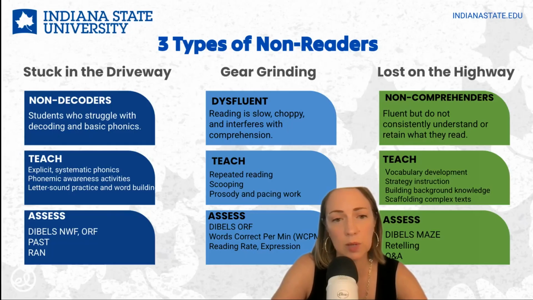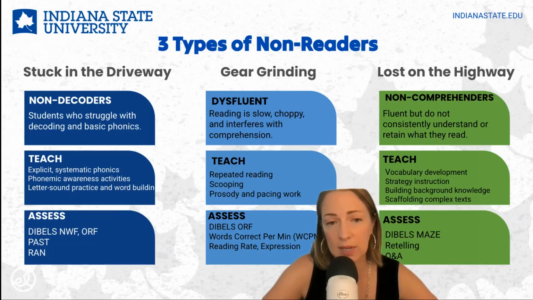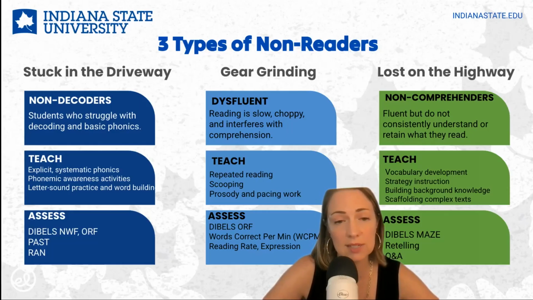There's a difference between reading a beach novel and reading a chemistry text, and students need to be taught those strategies. And that's really what this last category is about, knowing how to attack a text in order to understand it based on the structure and the type of text that it is. For these students, we really focus on vocabulary, building their background knowledge, and how to deconstruct the text.